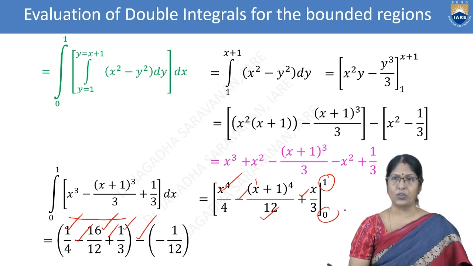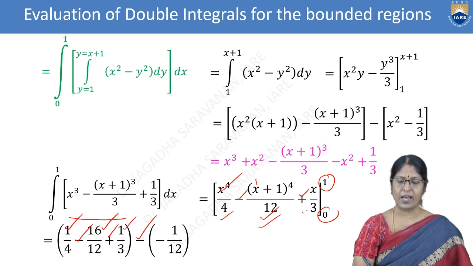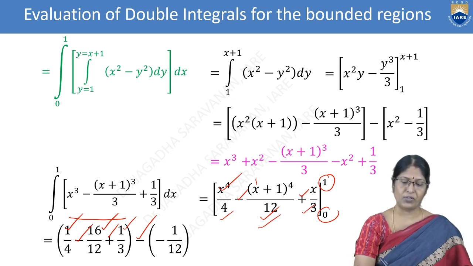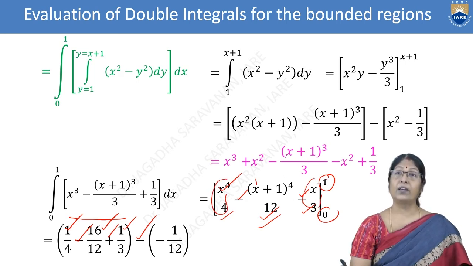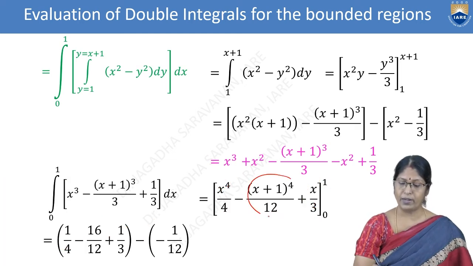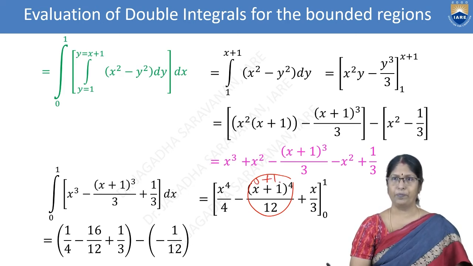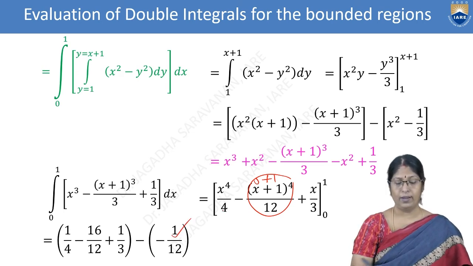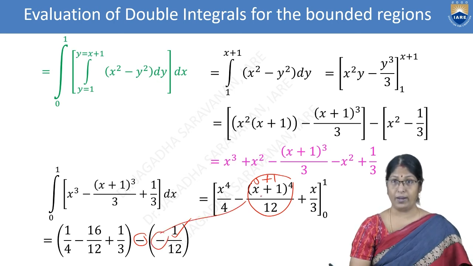Formula minus, the lower limit is 0. So in place of x we substitute 0. The first term and the third term become 0. The reason is, in the middle term, if you notice, substituting 0 gives 0 plus 1, so 1 power 4 is 1. So minus 1 by 12. This is the limit formula sign. This is our problem sign. So the difference we must take.